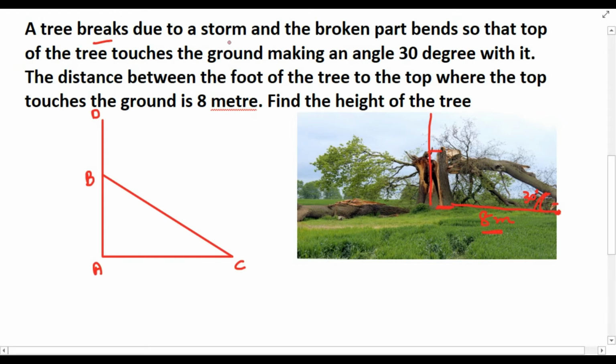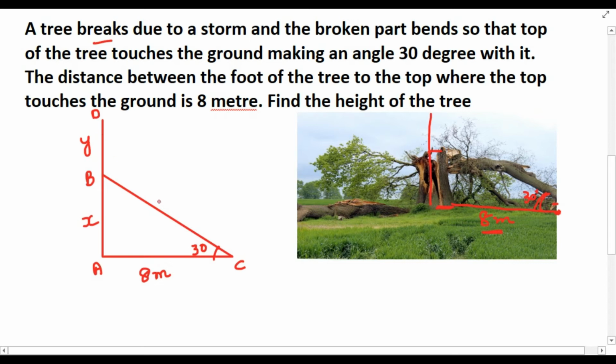A tree breaks due to a storm and the broken part bends so that top of the tree touches the ground, making an angle 30 degree with it, and the distance between foot of the tree to the top where the top touches the ground is 8 meter. We need to find height of the tree. So height of the tree is actually AD. So we will split it into two. Let AB be x meter and BD be y meter.